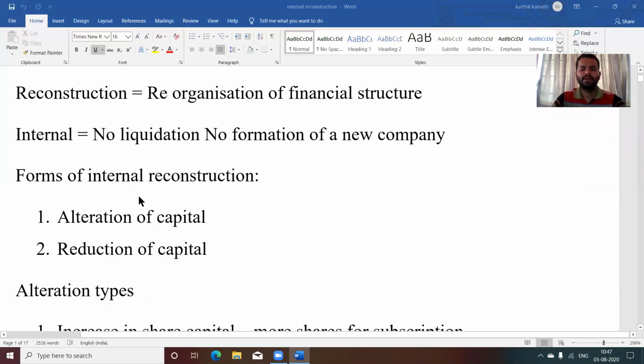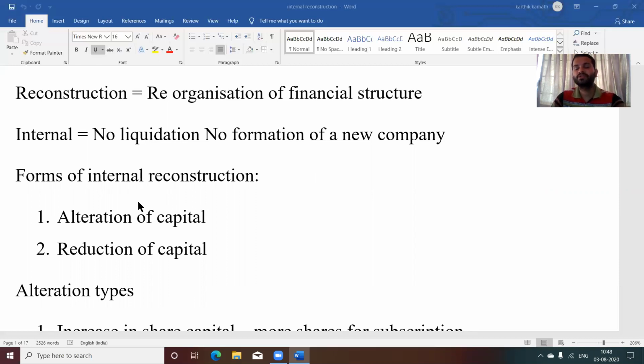So what do you mean by alteration of share capital? Alteration of share capital means you are altering the fixed status of the company. How to alter the fixed status of the company? Suppose there is a paid up capital, you are altering the values of the capital. For this, you need to alter the memorandum of association.